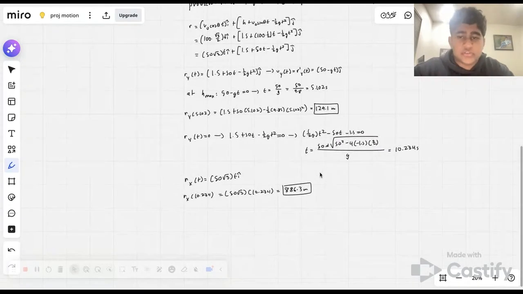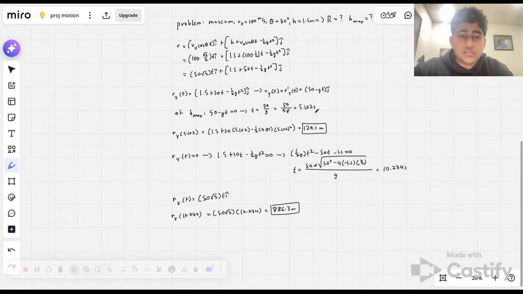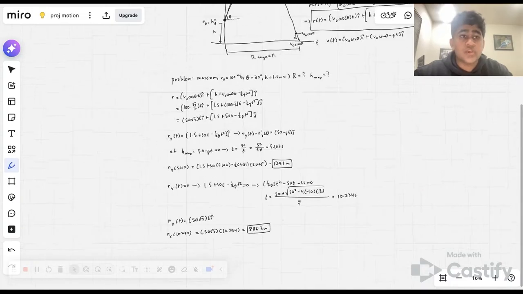So these are our answers. The max height is 129.1 meters and the range is 886.3 meters. That's all for projectile motion.